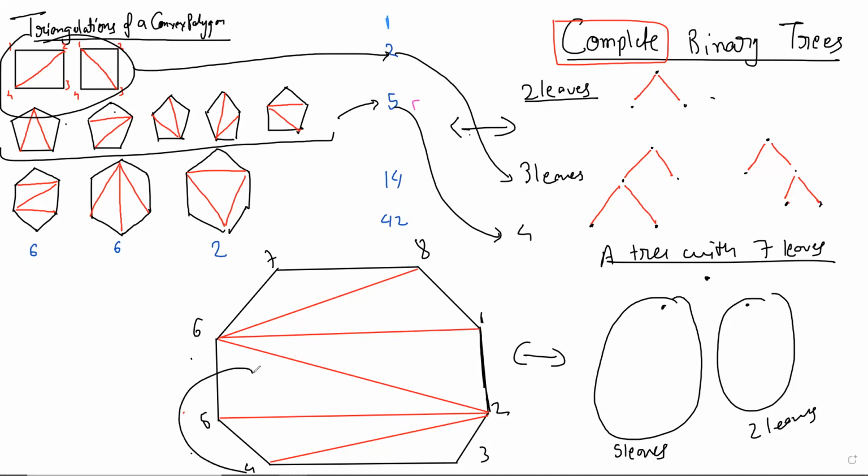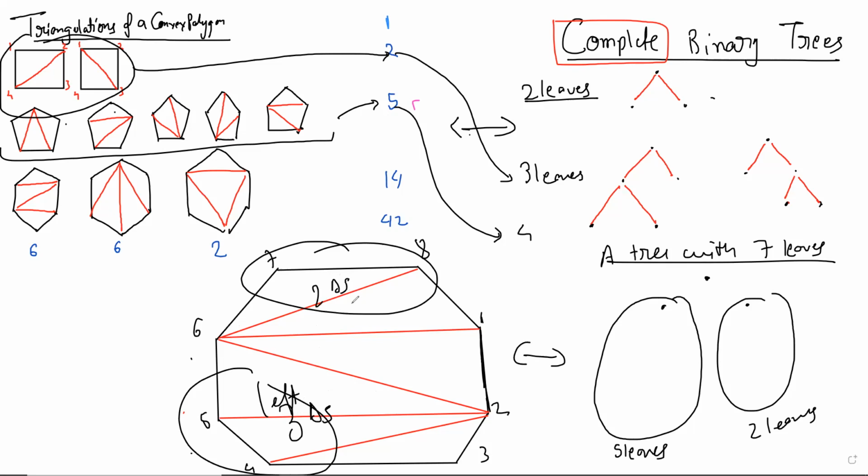Let's say this is the left side and this is the right side, right? Then the left side is told: you are responsible for some number of triangles, let's say 3 triangles. And the right side is told you are responsible for 2 triangles. And that's how it breaks up.